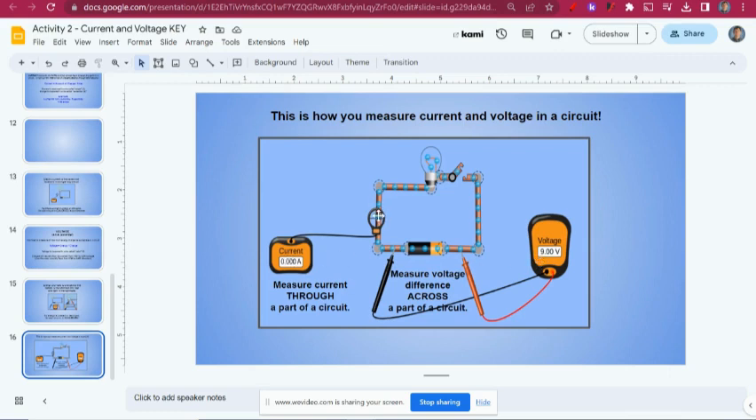And with the ammeter, the ammeter basically just hovers over a part of a circuit, and it measures the current through that part of the circuit.